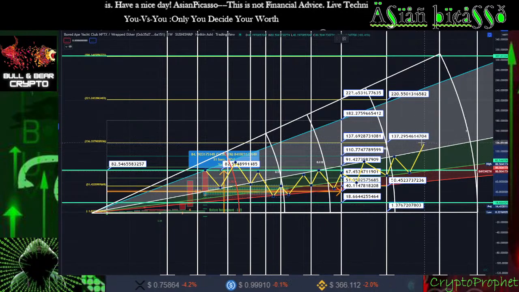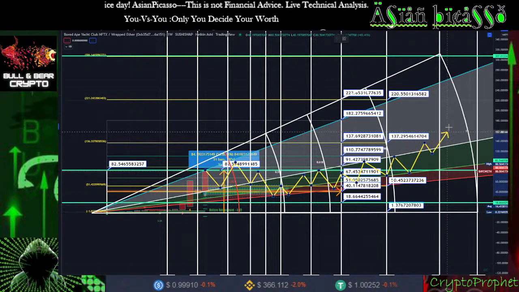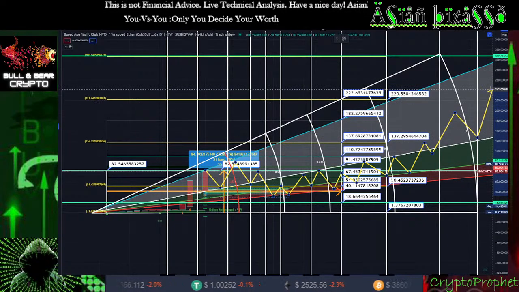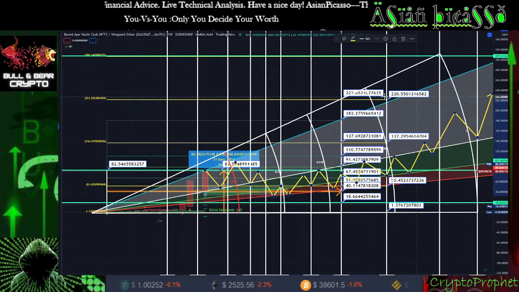Once you hit this, break down. Boom. Start this run up to this wedge. Fall out again here. Continue up here. That's where we're going to end this.